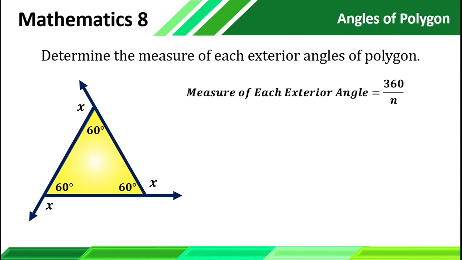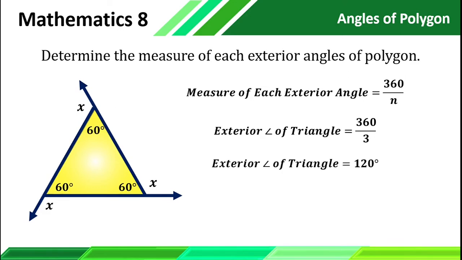So, to find the value of x, we can use the formula 360 over n, wherein n is the number of sides. For example, we are looking for the value of x of a triangle. So 360 divided by 3 is equal to 120. And if we want to compute it manually, 180 minus 60 is equal to 120. Why did we subtract 60 from 180? Because these two angles are supplementary.